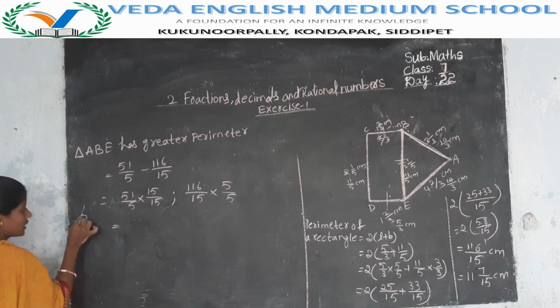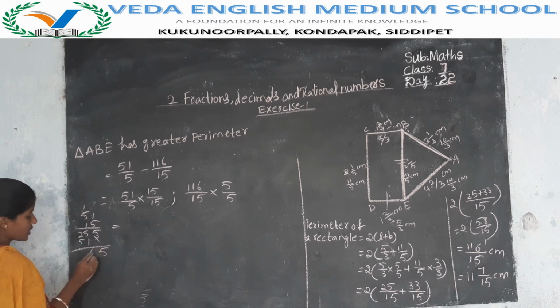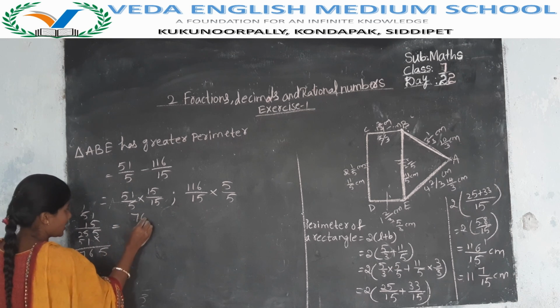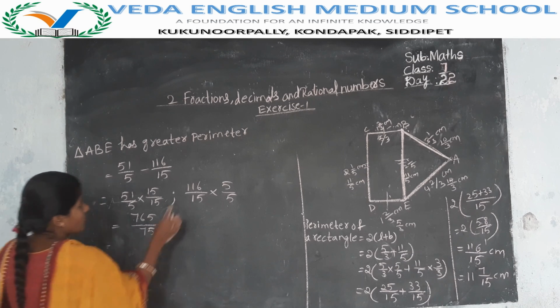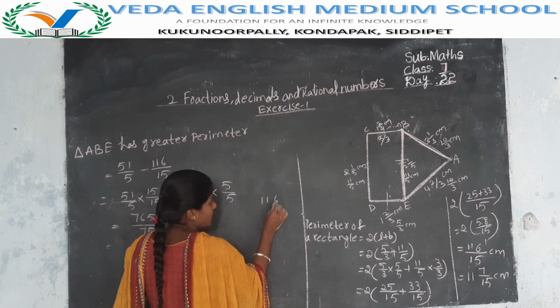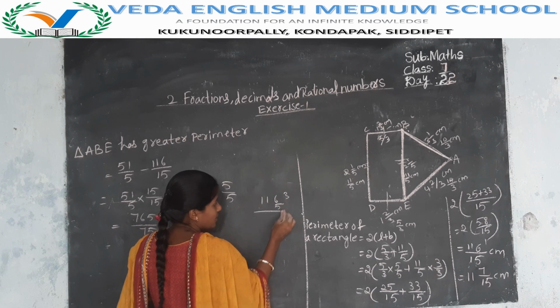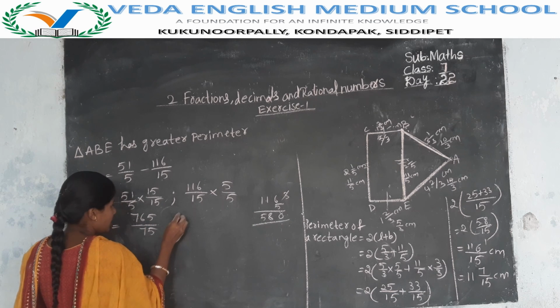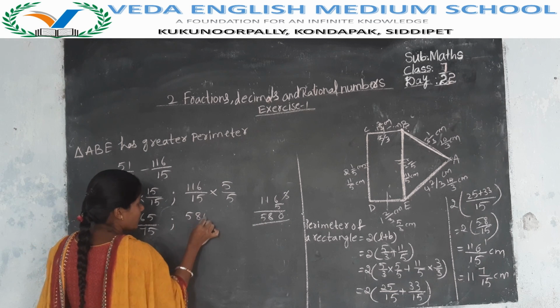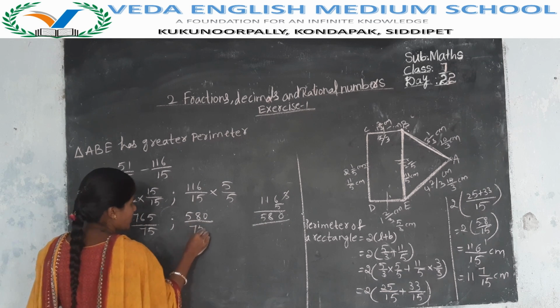Multiply 51 into 15: 5 ones are 5, 5 5s are 25, 1 ones are 1, 1 5s are 5, 5, 6, 7, so 765 by 75. Next 116 into 5: 5 6s are 30, 5 ones are 5, 5 plus 3 is 8, 5 ones are 5, so 580 by 75.